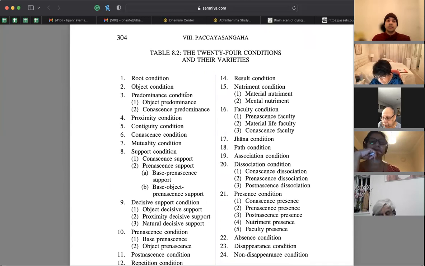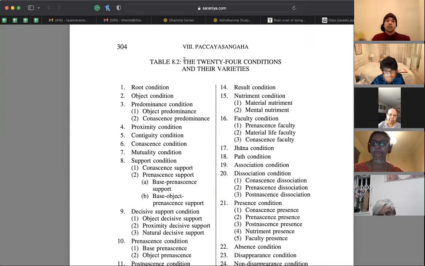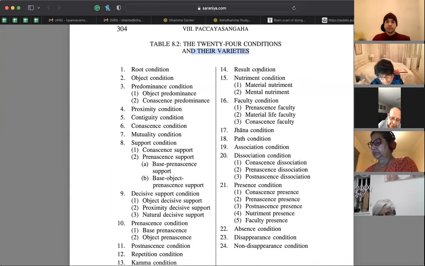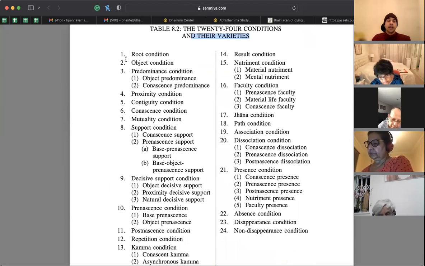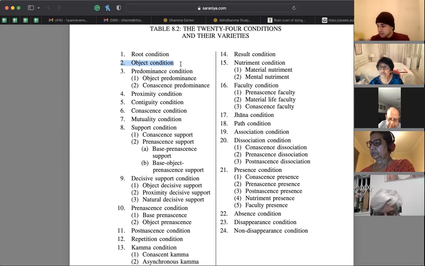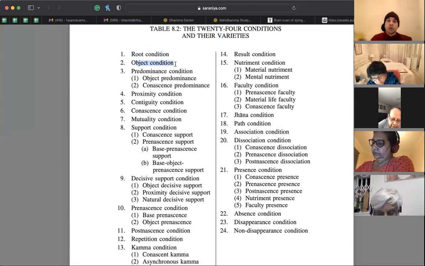Right. Now, table 8.2. The 24 conditions and their varieties. We have one, the root condition. Two, object condition. One, root condition, Hetu Paccaya. Two, object condition, Arammana Paccaya. Three, predominance condition, Adhipati Paccaya.